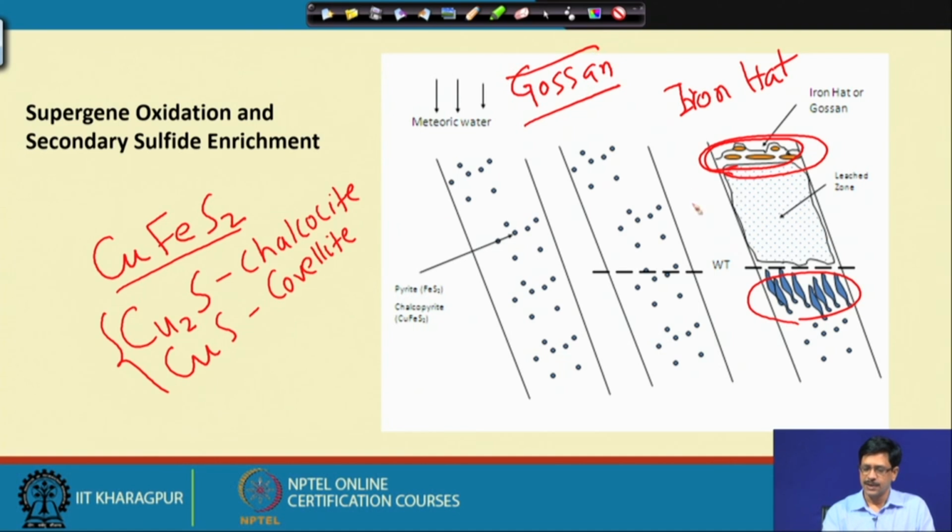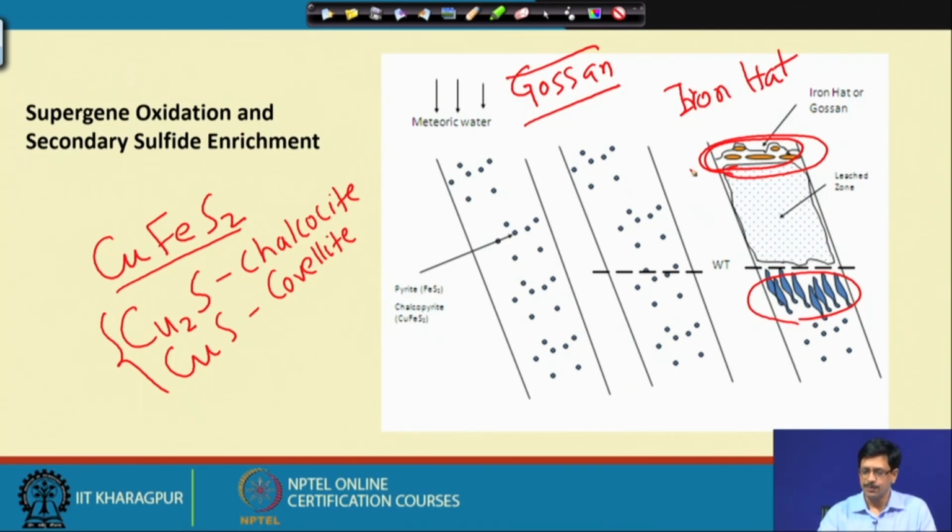So, this part we can call the supergene oxidation, and the zone immediately following, just below this area, is essentially the zone from which most of the metals, copper, lead or zinc, depending on what the deposit is, are leached, and this is the enriched zone.